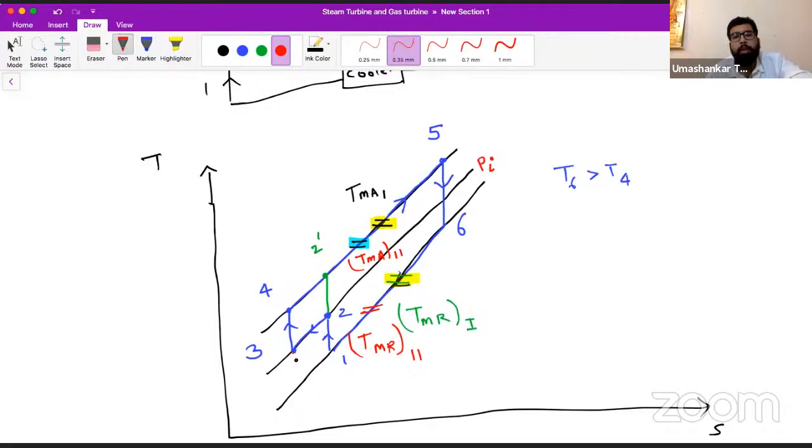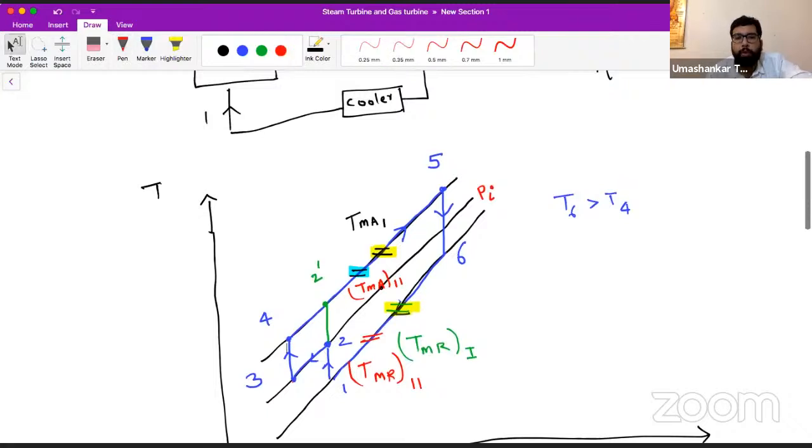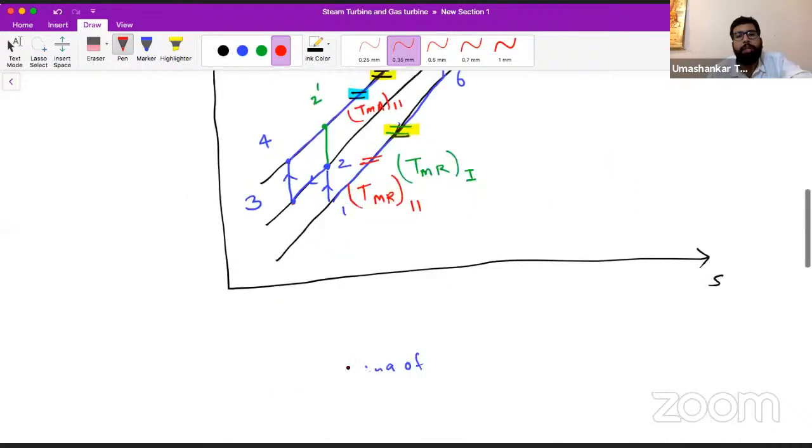Then from 3 to 4, again compression is happening, and our pressure is increased from 3 to 4, and we reach this point 4. Okay. Then heat addition happens, and we go from 4 to 5. Entropy increases, temperature also increases, so we reach point 5, and from 5 to 6, isentropic expansion, because we are right now analyzing the ideal conditions. And from 6 to 1, again constant pressure heat rejection happens.